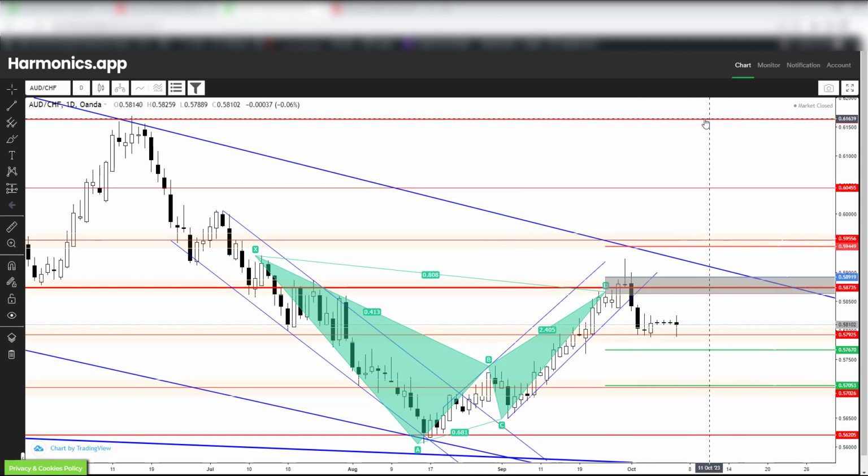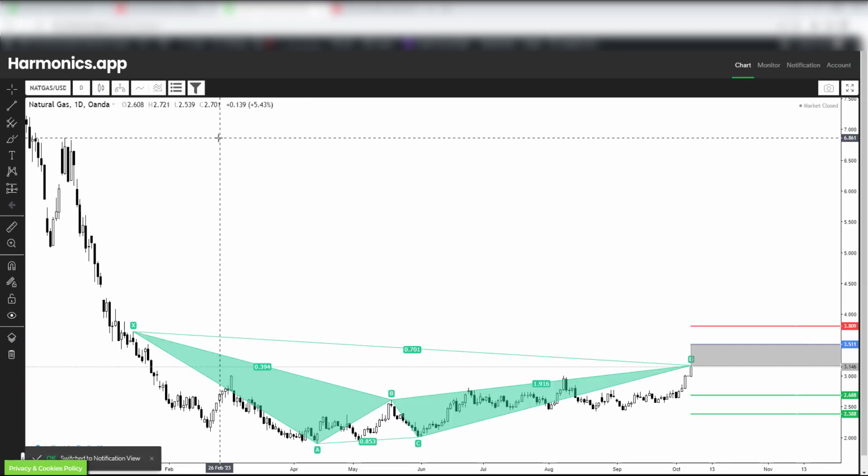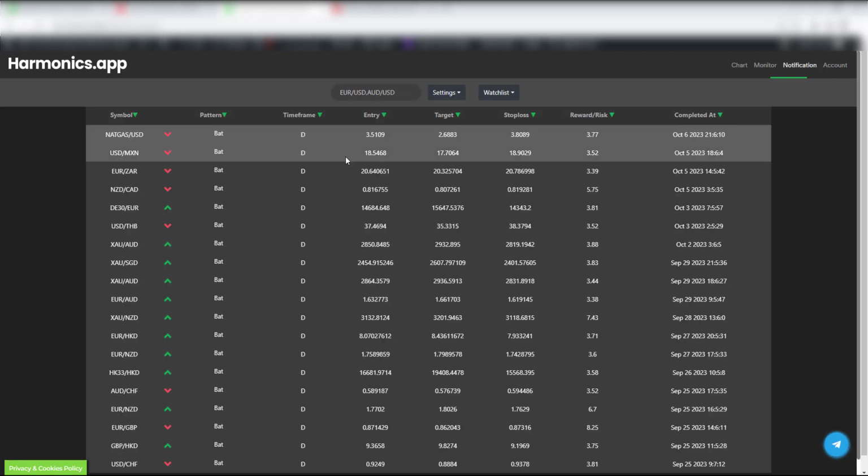For the next one, inside the notification tab several of these bad patterns have formed, and I will check several of them just to see which one is very good based on the analysis. I also mentioned the entry ideas which should be followed in order to be profitable. This one was not good.